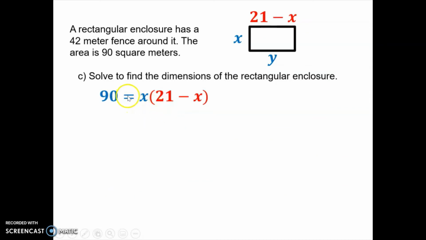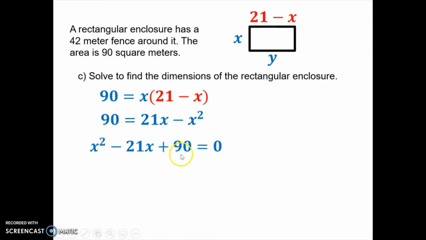We're going to solve to find the dimensions of this rectangular enclosure. We're going to solve this equation for x, because once we solve for x here, we will know how long this is, and then we can get how long this is as well. So let's solve this. Multiply this out, get 0 on one side, because that's how we solve quadratics, right? Okay, multiply this out, you get 21x minus x squared. Move the 90 over, we get this.